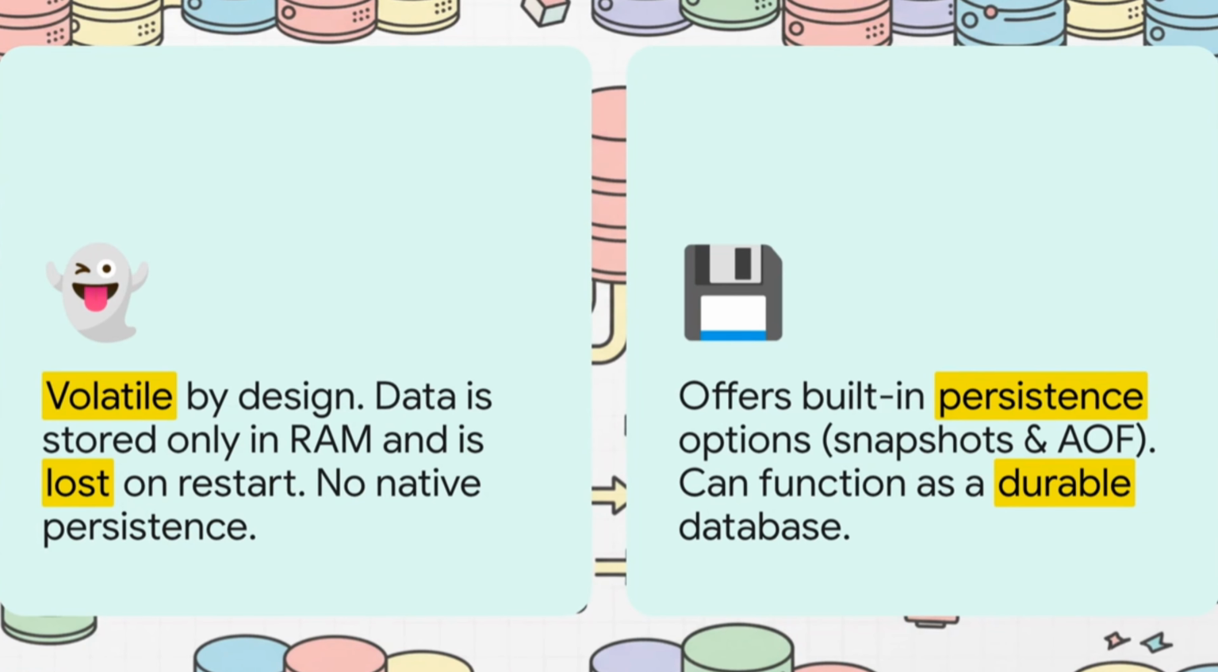And for our final round, let's talk about durability. This is a big one. Memcached is what we call volatile by design. That means if the server restarts, poof, all your data's gone, which for a pure cache is usually fine.